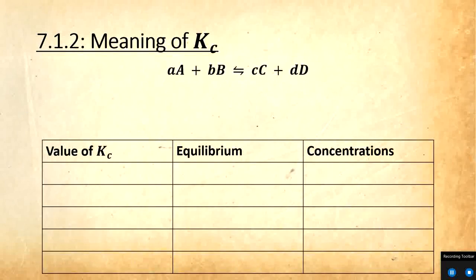So what does Kc mean? With our generic reaction again, Kc is the concentration of products over our concentration of reactants.